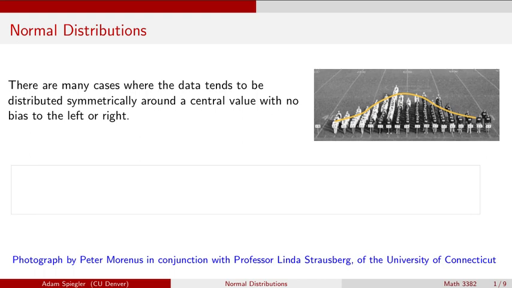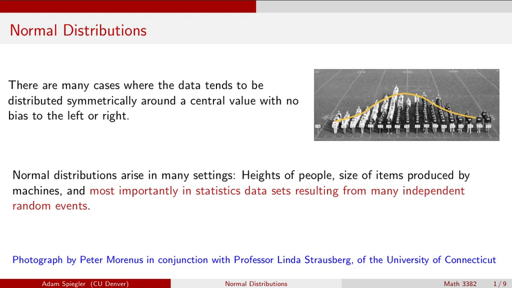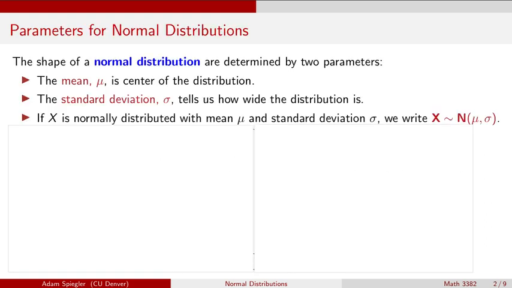Normal distributions occur in many situations, such as heights of people and size of items being produced. And for us this semester, most importantly, they come up in statistics when we are repeatedly picking from a population independently each time. And normal distributions have two parameters.